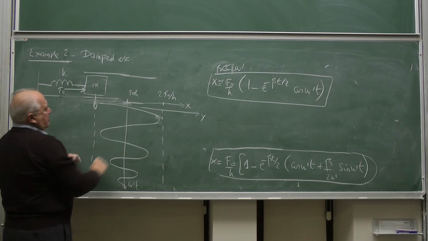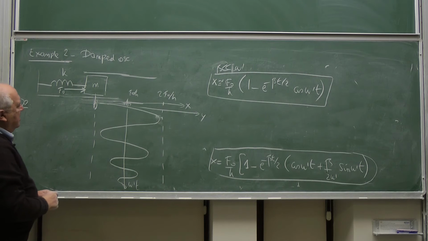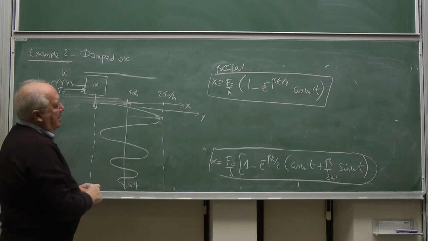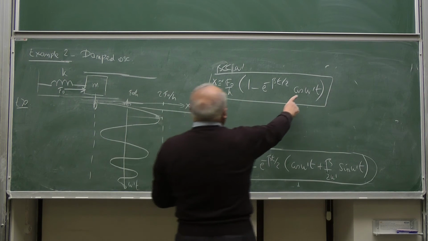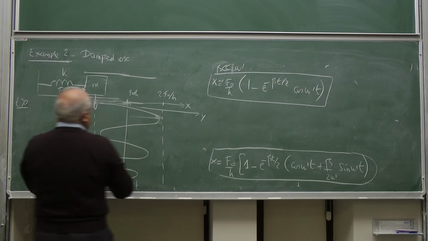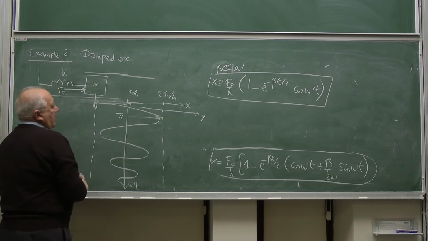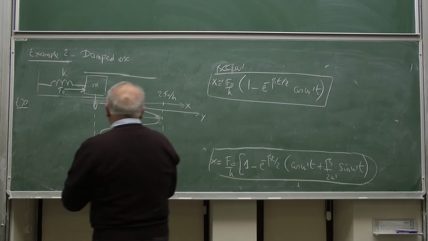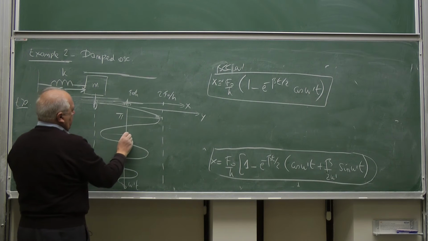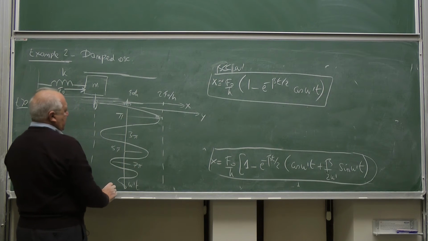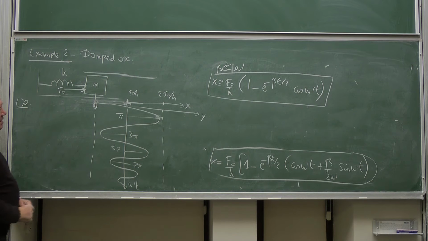These intervals, of course, are the same. So when does it go to maximum? At pi. Cosine at pi is minus 1, so 1 minus minus 1 is 2 F0 over k. And when it is 2 pi, it's 1, and 1 minus 1 is like 0. So it is pi, 3 pi, 5 pi, 7 pi. Okay? So this is the behavior.